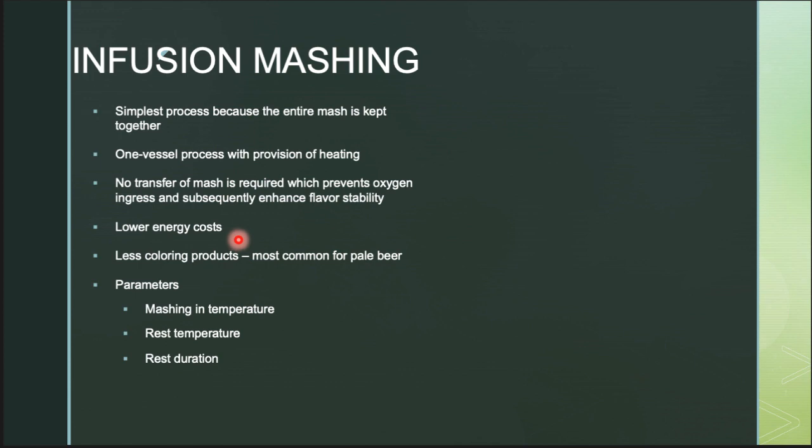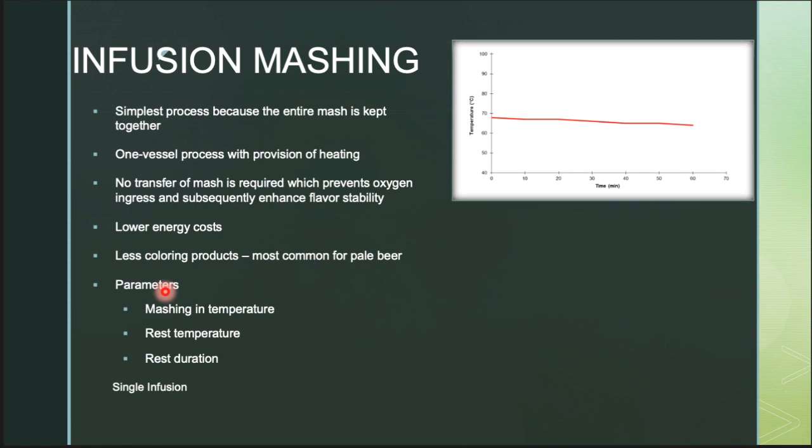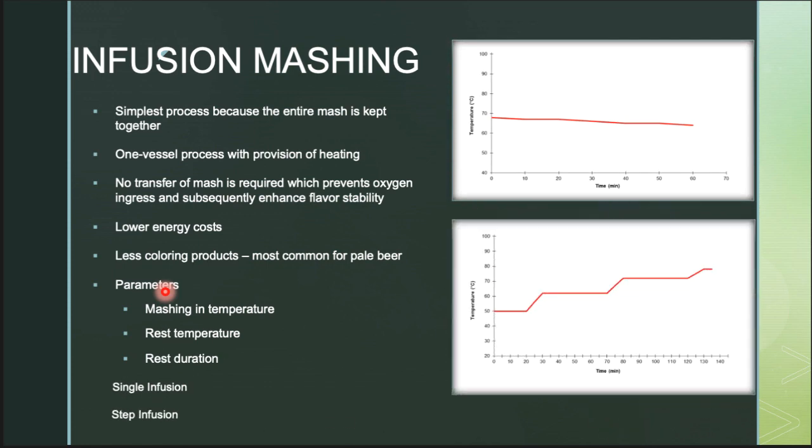Since the temperatures do not reach boiling in infusion mashing, there is less Maillard reaction in comparison to the decoction mashing, and hence less color in the wort and beer. Therefore, infusion mashing is most common for pale lager beer globally today. Major parameters in infusion mashing include mashing in temperature and the rest duration. Based on these technological parameters, infusion mashing is further categorized into single-step infusion or multi-step infusion.